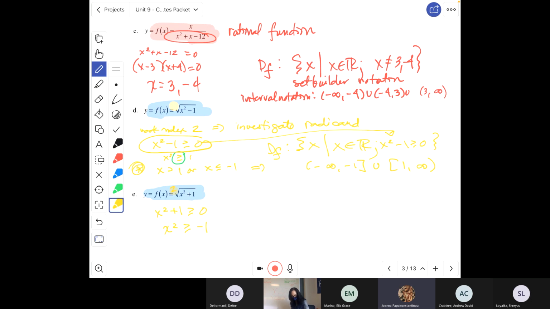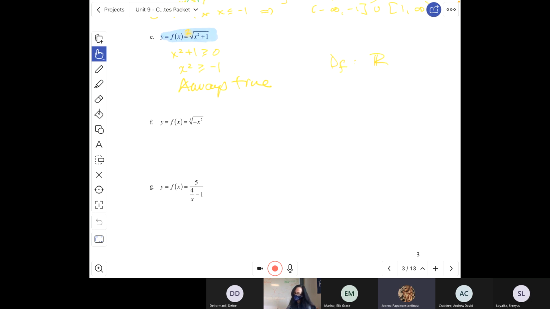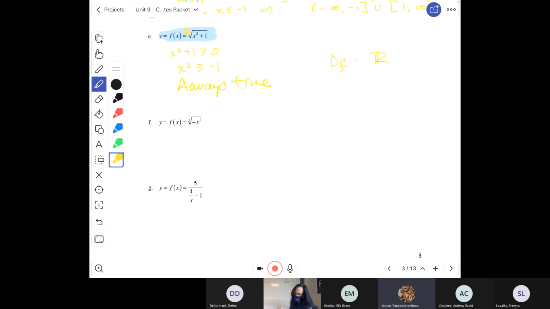Big picture. Let's look at the big picture. I'm looking for an X value that if I square it is greater than or equal to -1. This is always true. Yes. So the domain of F in this case is all real numbers. Big picture. Don't just start solving things algebraically. Think.